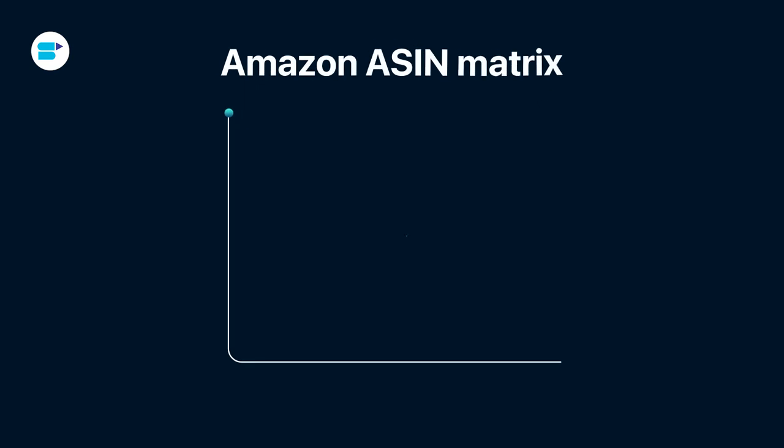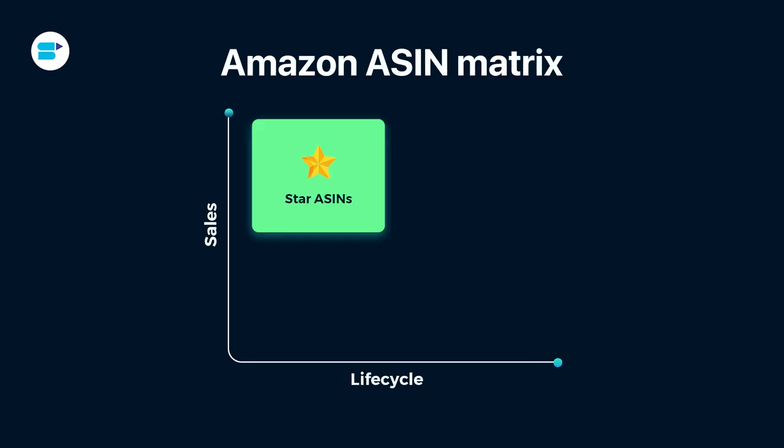Amazon's ASIN Matrix helps you focus on your target audience, choose the right products to advertise based on your performance, and improve your ad campaigns for better results. It divides products into four categories to help you prioritize your advertising efforts. First is Star ASINs. Star ASINs are new products that are selling really well. They have the potential to keep growing in popularity. It's important to advertise them in the right way.